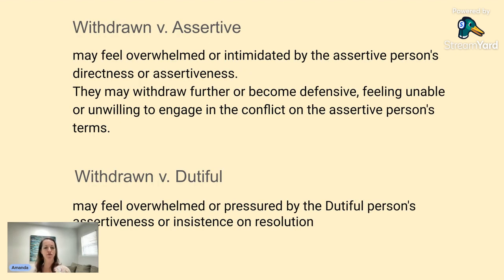So if you're a withdrawn person and you're having a conflict with an assertive person, the withdrawn person may feel overwhelmed or intimidated by the assertive person's directness or assertiveness. They may withdraw further or become defensive, feeling unable or unwilling to engage in the conflict on the assertive person's terms. And if the withdrawn person is in a conflict with a dutiful person, they may feel overwhelmed or pressured by the dutiful person's assertiveness or insistence on resolution.